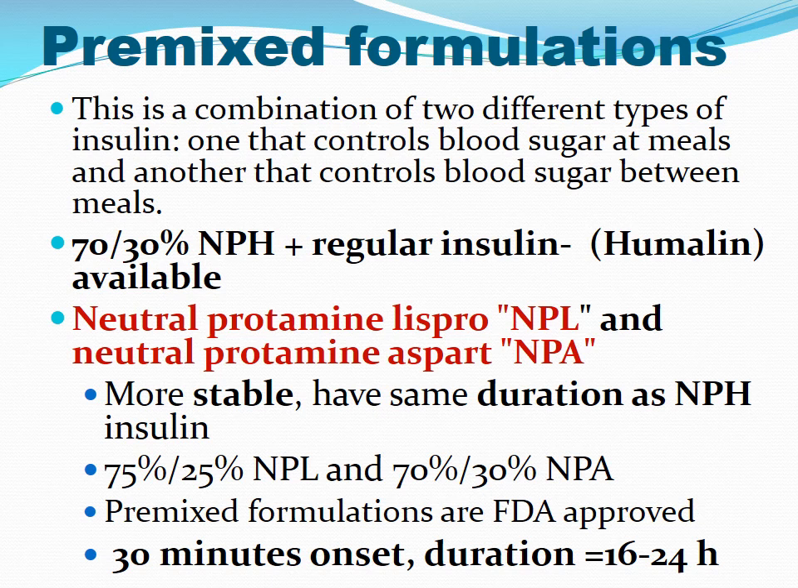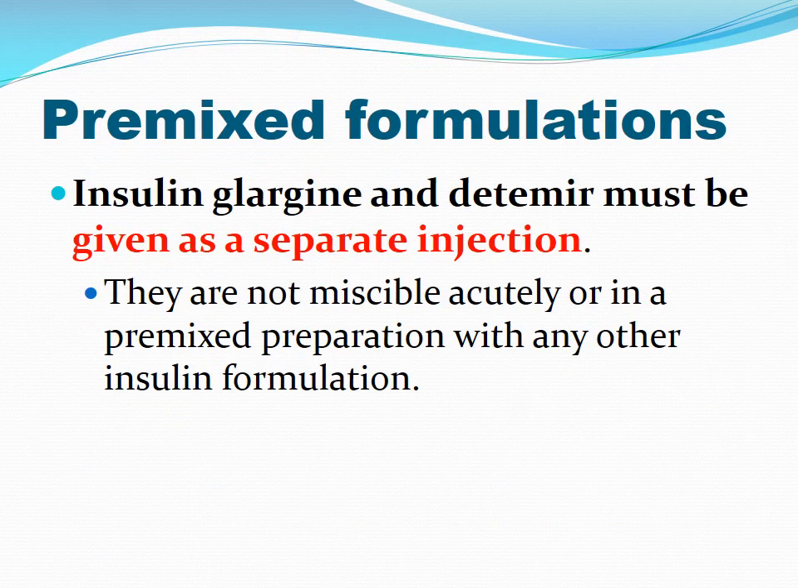They also provide rapid onset, about 30 minutes, and long duration reaching up to 24 hours. Insulin glargine and detemir must be given as a separate injection. Being acidic in nature, they should not be mixed with other insulins, as they are not miscible with any other insulin preparation.